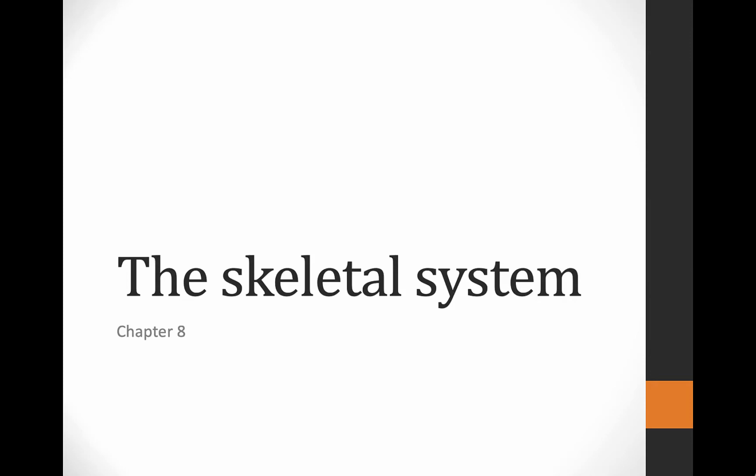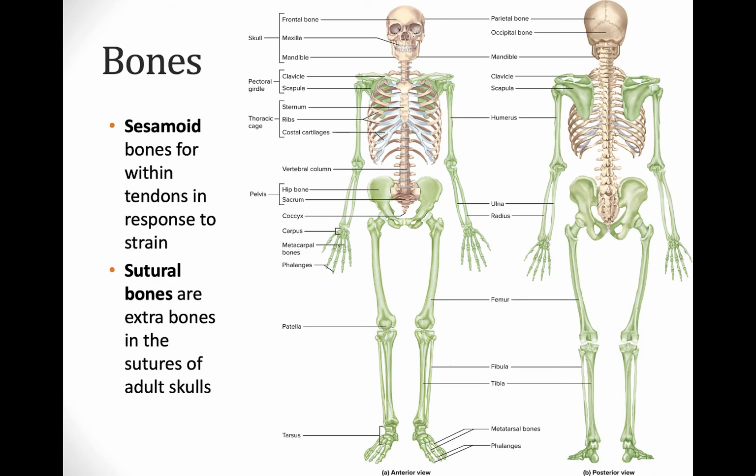Chapter 8 is going to go through all of the different bones and regions of the skeletal system. So the first division we can make in the skeletal system is between axial and appendicular. So the axial skeleton is in white in this picture.